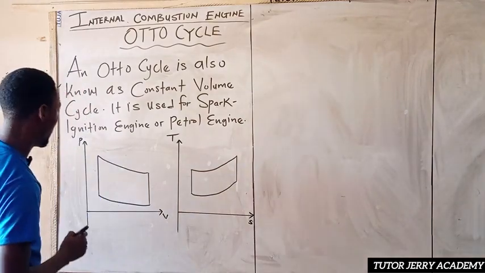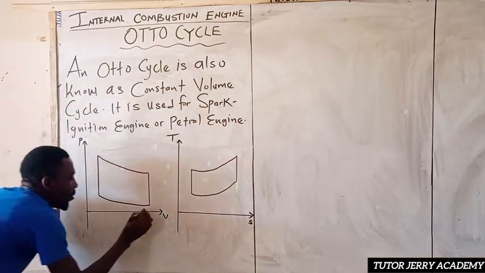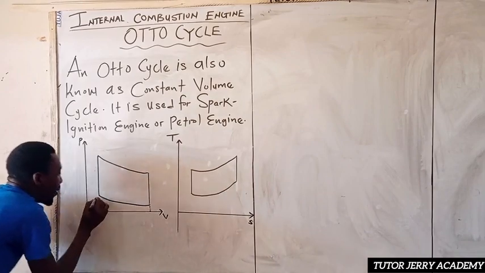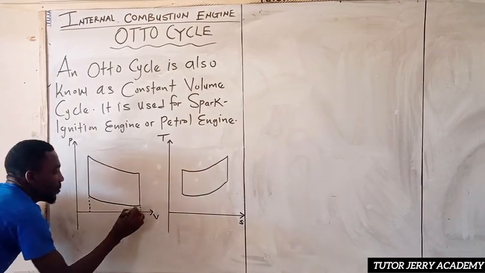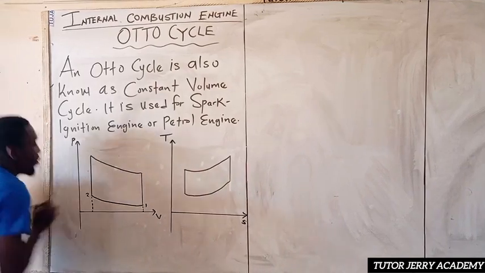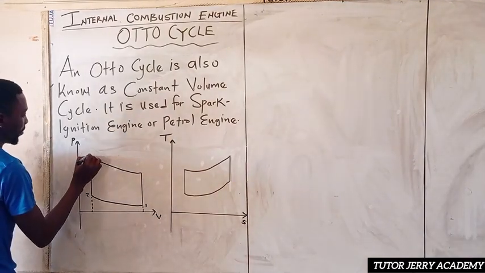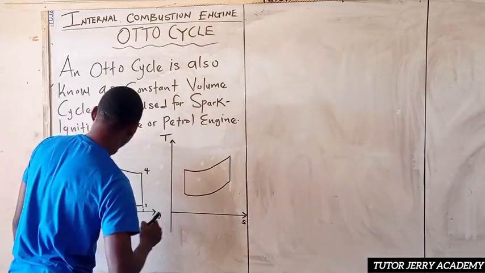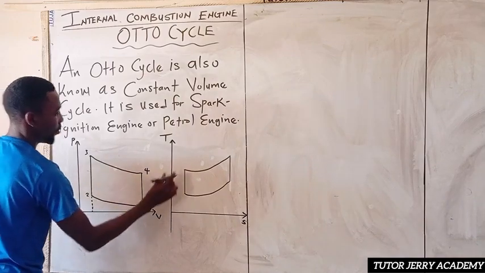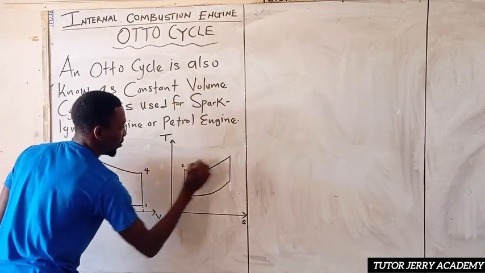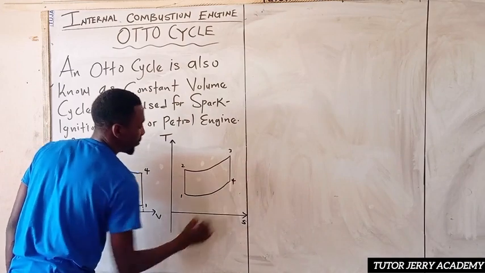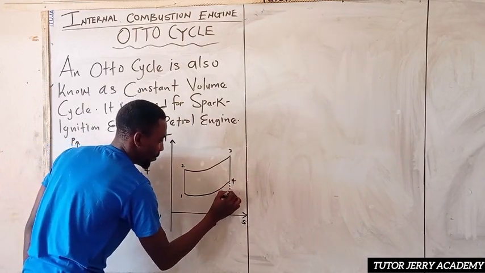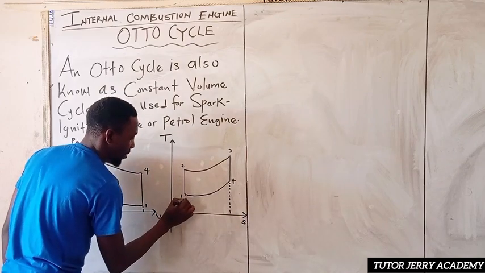So here we trace it down. We have 1, we have 2, we have 3 here, we have 4. So here we are going to have 1 to 2, we have 3 to 4. So you trace this down as well.